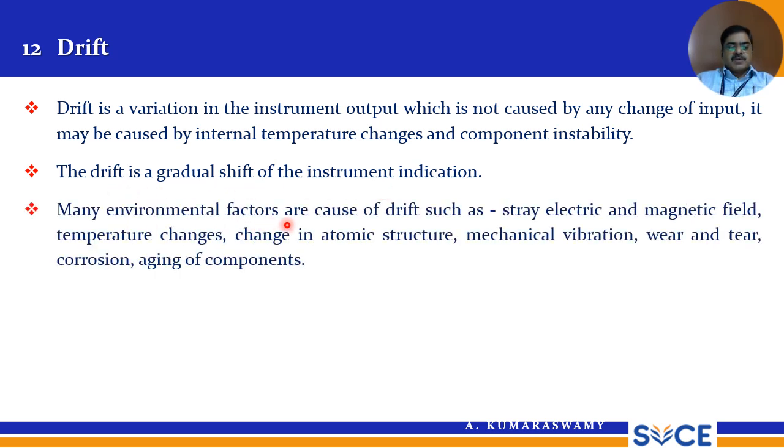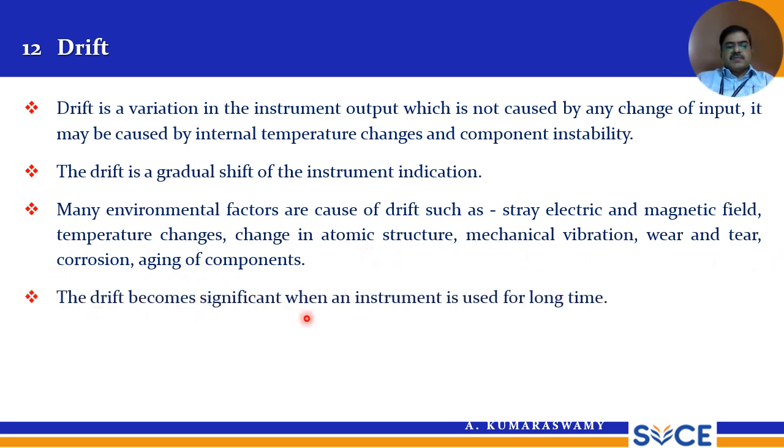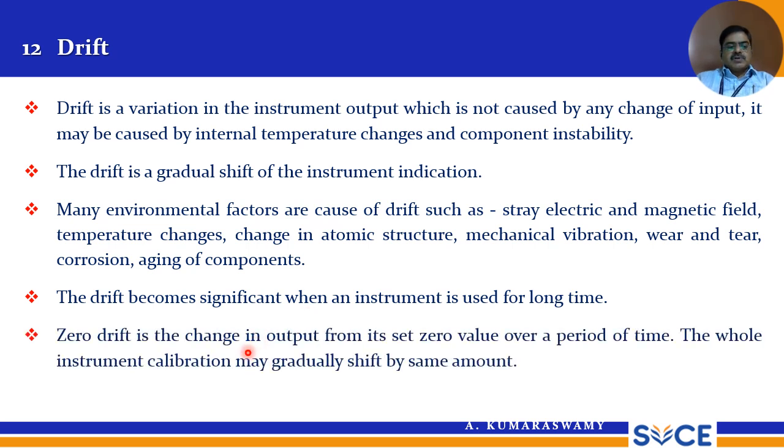Many environmental factors are causes of drift, such as stray electric and magnetic fields, temperature changes, change in atomic structure, mechanical vibration, wear and tear, corrosion, and aging components. The drift becomes significant when an instrument is used for a long time. Zero drift is the change in output from its set zero value over a period of time. An instrument calibrated may gradually shift by the same amount.